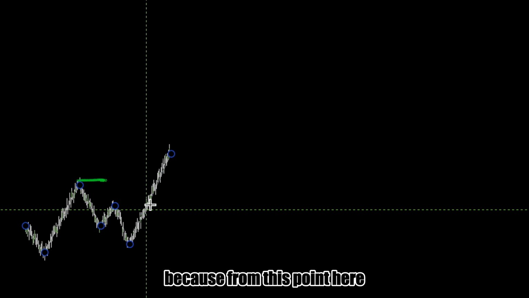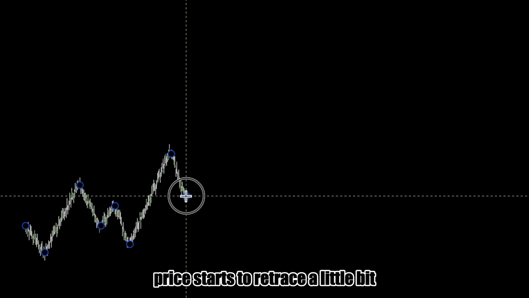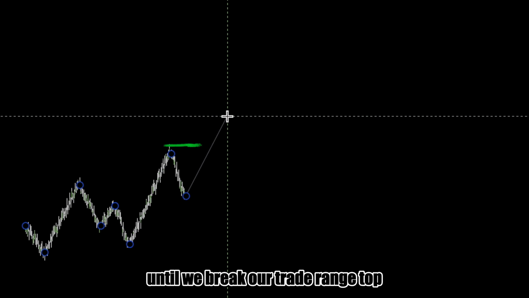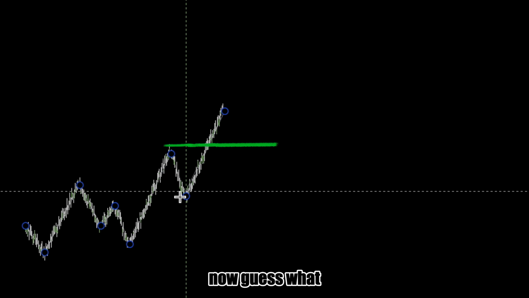Now that's going to be our higher low, because from this point here, price was able to break our trading range top, right? So if we come in, we can see we created another higher high. Price starts to retrace a little bit, and again, this isn't a higher low until we break our trading range top. Now guess what? There's our higher low. Here's our new higher high.